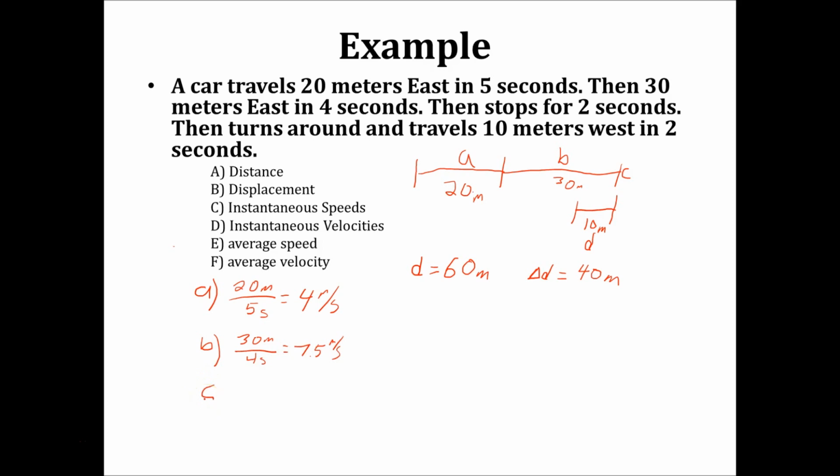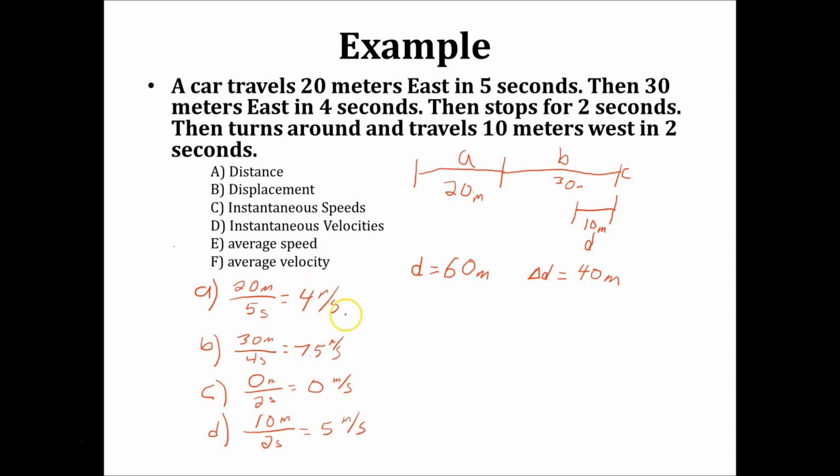Letter C, we're stopped, right? So 0 meters, and it doesn't really matter what the time is, we're moving 0 meters per second. And then letter D, this one we're going 10 meters west, and this takes us 2 seconds. So that's going to be 5 meters per second. So these would be each of the instantaneous speeds for those segments.